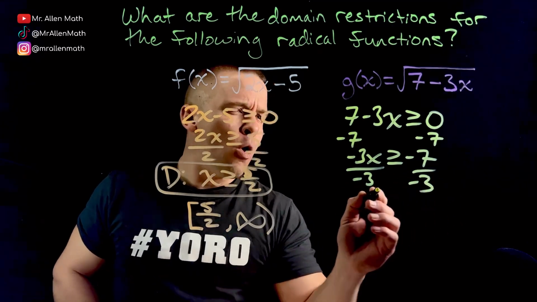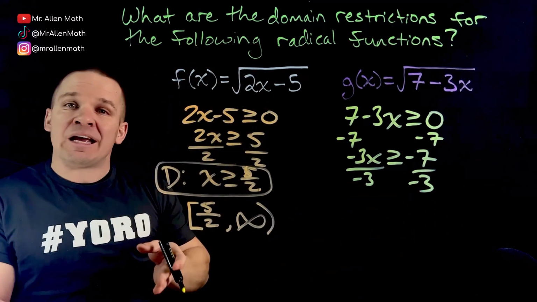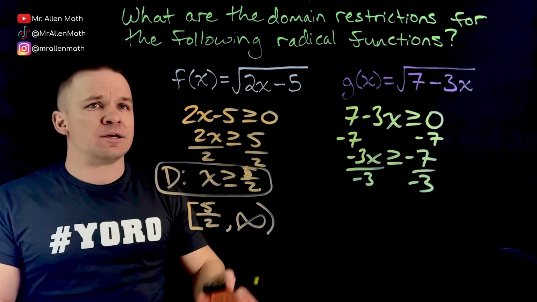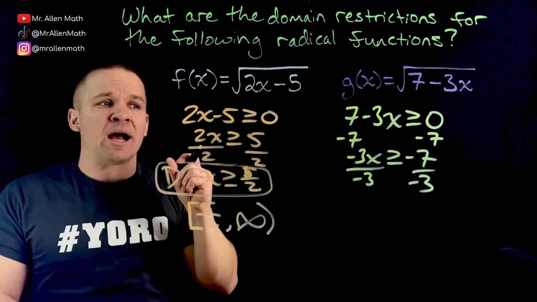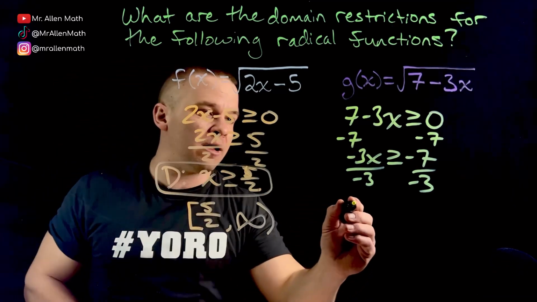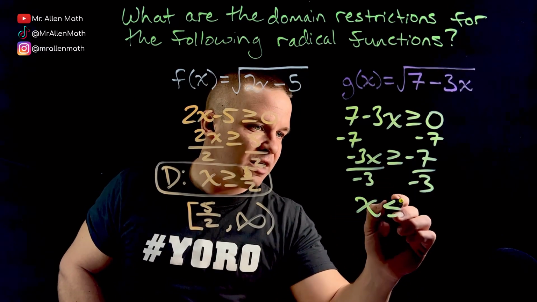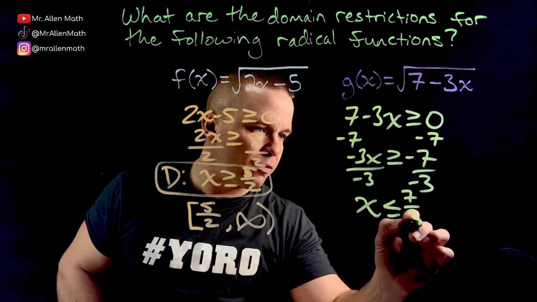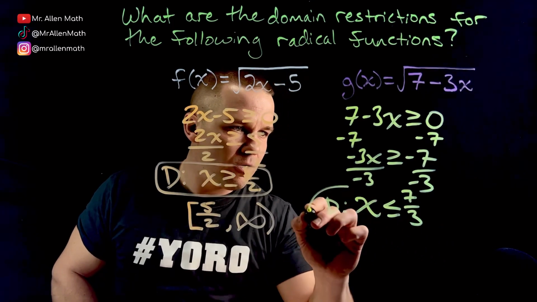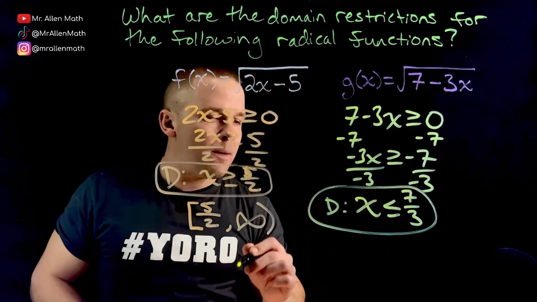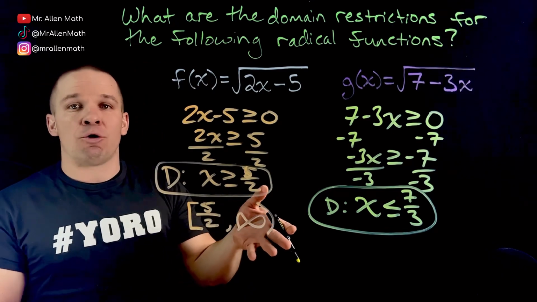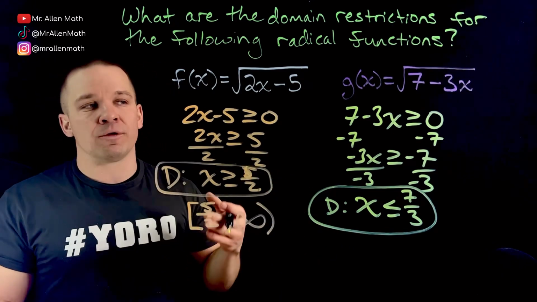Anybody remember what happens when you divide by a negative number with inequalities? Any hands? Yes, you in the back. Yes, you flip the inequality. I'm going to have x is going to be less than or equal to negative, negative is positive, 7 over 3. That is my domain right here. Perfect. X needs to be less than or equal to 7 over 3.